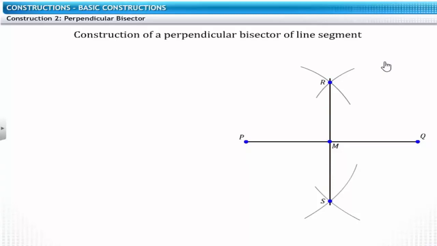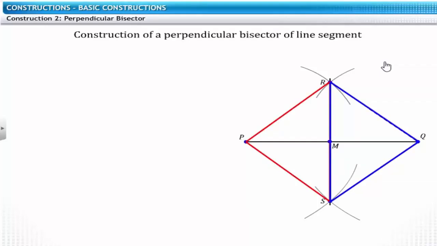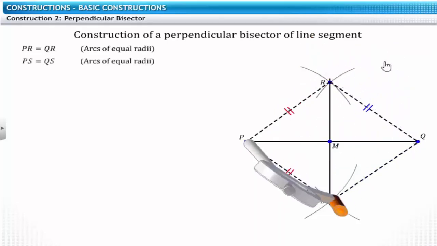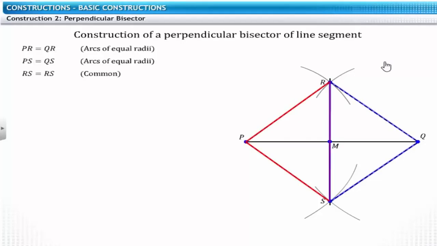As you can see, they intersect each other at point M. Now, let's join the points P, Q, R, and S. Now, let's join PR, PS, and QR, QS. Two triangles RPS and RQS are formed. In these triangles, PR is equal to RQ and PS is equal to QS, as both are the radii of the same arc. RS is the common side. Therefore, by SSS rule, the triangles RPS and RQS are congruent.